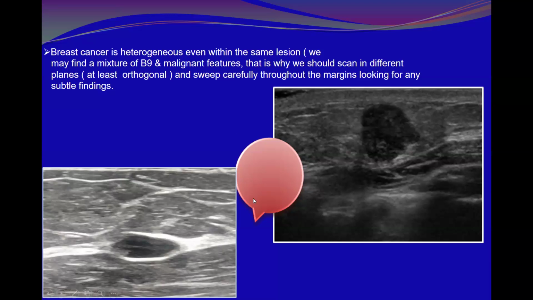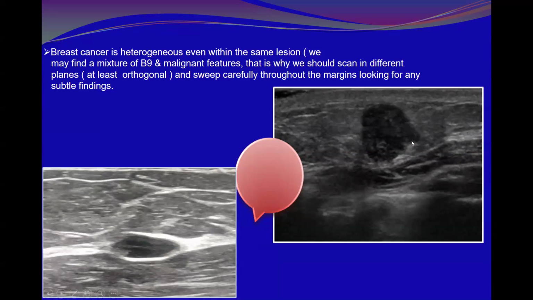So you might see a lesion completely circumscribed except for a small area. That is why we have to be cautious. We have to look at the lesion throughout in at least two different perpendicular or orthogonal planes, and we have to sweep carefully throughout the margins looking for any subtle findings.